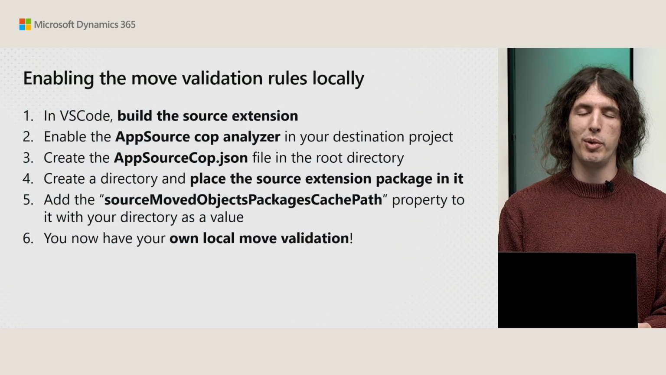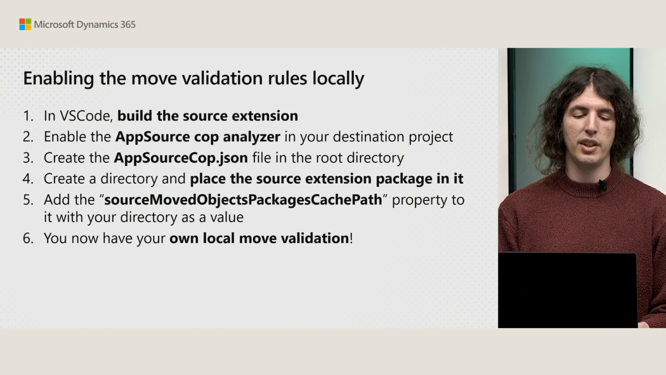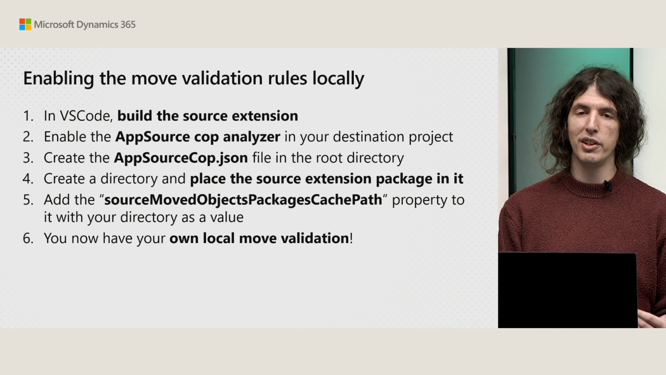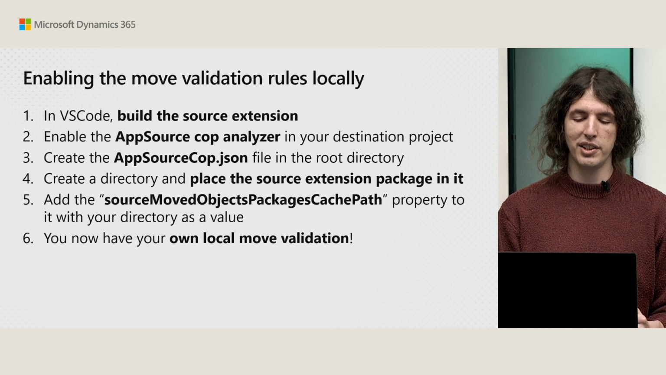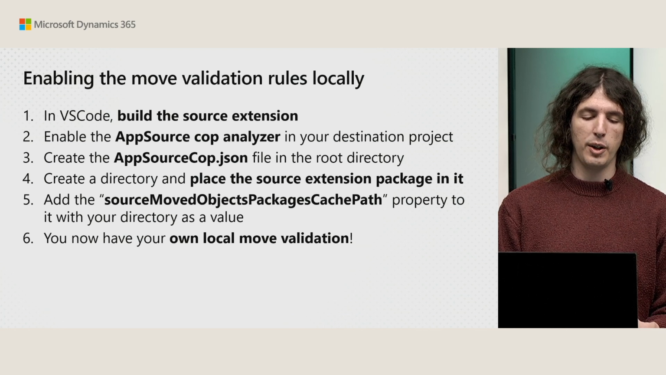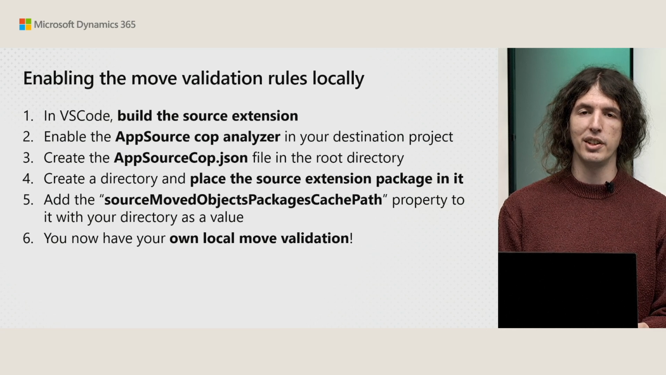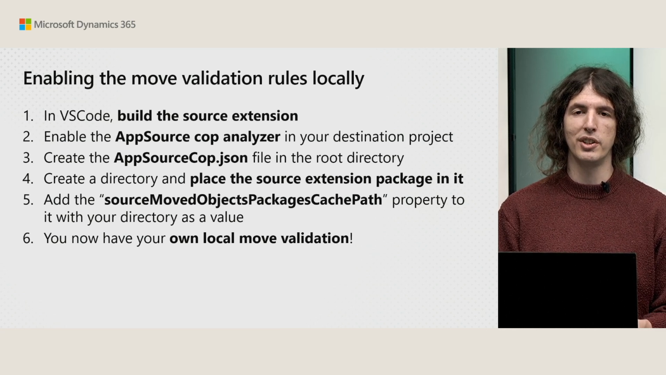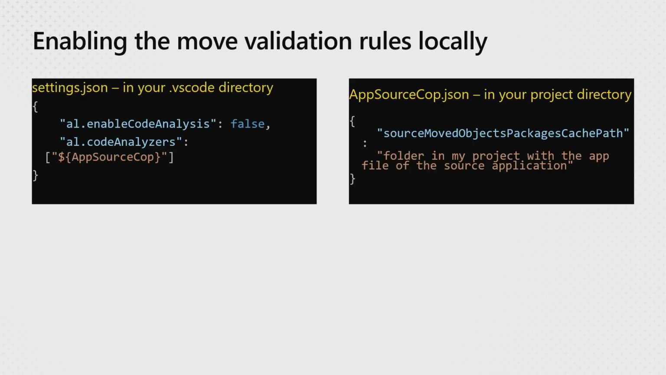How do I enable the move validation rules locally? The process is quite simple. What you need to do is, first of all, build the source extension to have a package to use as a baseline. You enable the AppSource scope analyzer for your project, and then create a directory in it and place this source extension. By adding the new property we have added for this feature and making it point to this directory, you will have enabled the validation, and this will allow you to test out the move locally. Here is an example of how it looks in terms of the settings you need to set.